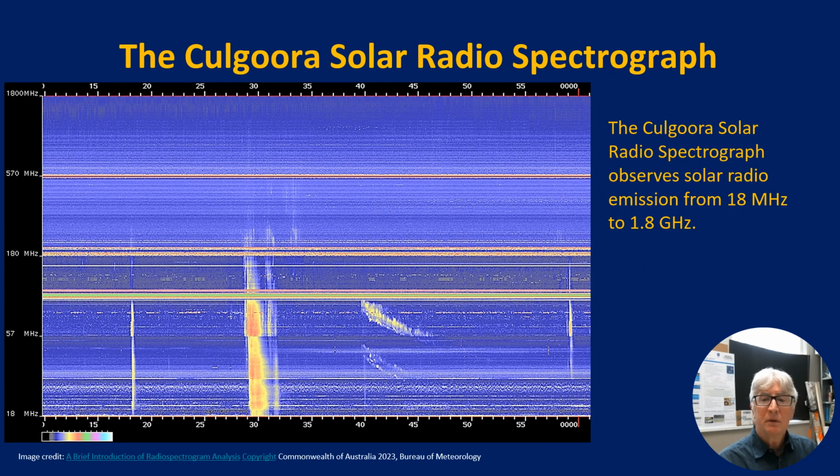This is another example of a radio spectrogram, one from the Culgoora Solar Radio Observatory in Australia. They observe the radio emission of the sun from 18 megahertz to 1.8 gigahertz to show how solar flares can radiate energy over a very broad frequency range. Again, frequency increases from bottom to top, the time increases from left to right, and the amplitude is represented by a color palette. This image shows several different types of solar radio bursts.